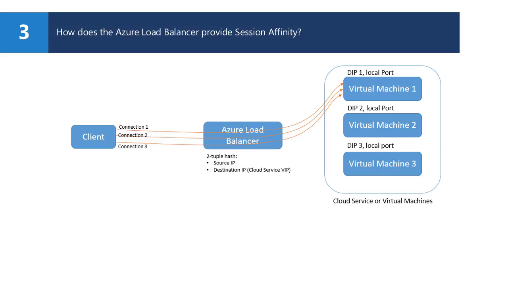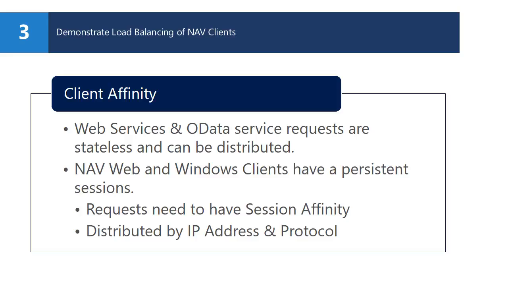And this will ensure that the NAV web and Windows clients will continue to connect to the server where the session exists. So just to recap on that, let's remember that web servers and OData can be stateless and therefore can be distributed over many instances. Web and Windows clients have persistent sessions on the NAV instances, and they need to have session affinity, which means the requests need to be distributed by IP address and protocol. So let's see how that looks.